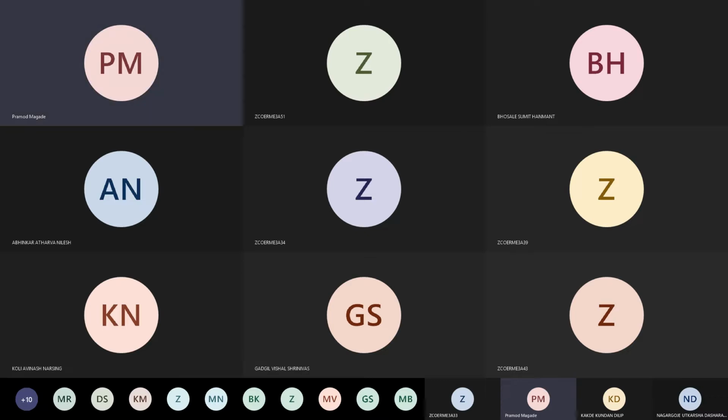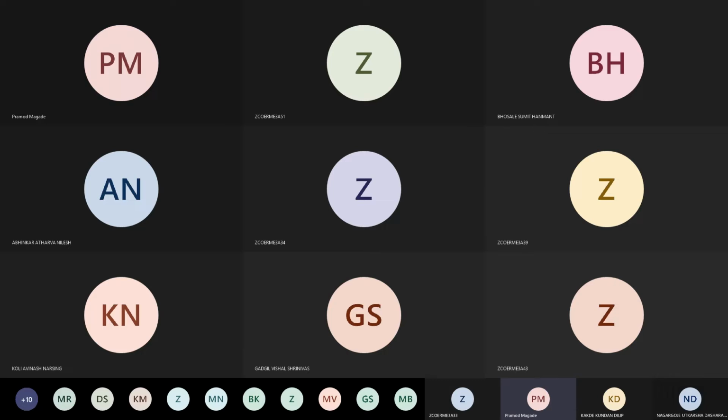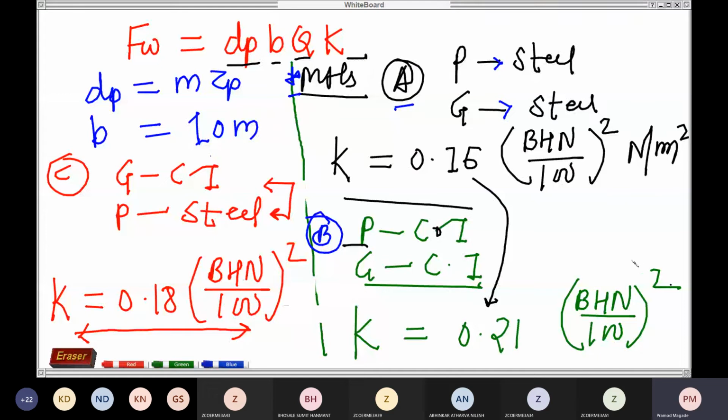So now as per the equation we have covered, DP, B, Q, K, and how it came. Sir, the screen is not visible. Okay, just wait, I'll share again. Now it is visible.